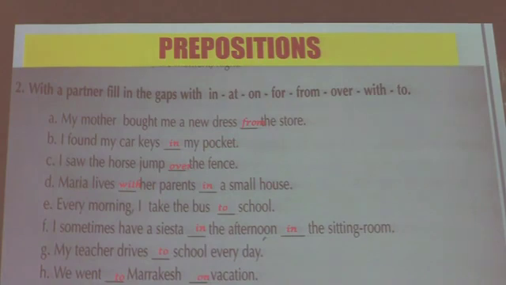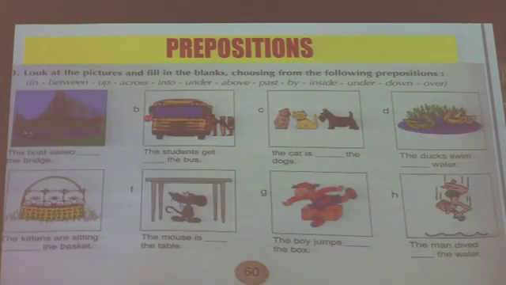Say on vacation. Yes, the second exercise, we have some pictures which are taken from your textbook. Okay, so try to look at the pictures and fill in the blanks. You can choose prepositions from the list which is on the top. So you choose just the ones that fit and better describe the pictures. So we have here in, between, up, across, into, under, above, past, by, inside, under, down and over.